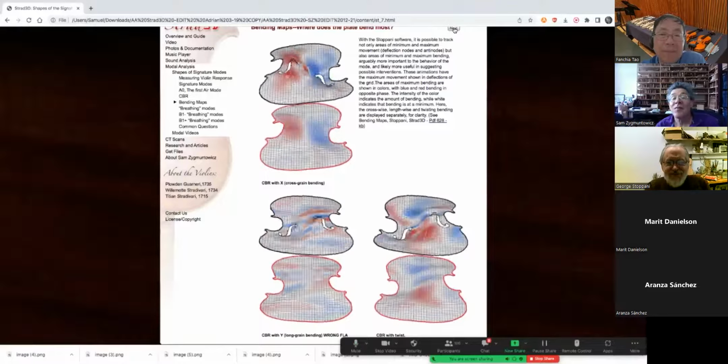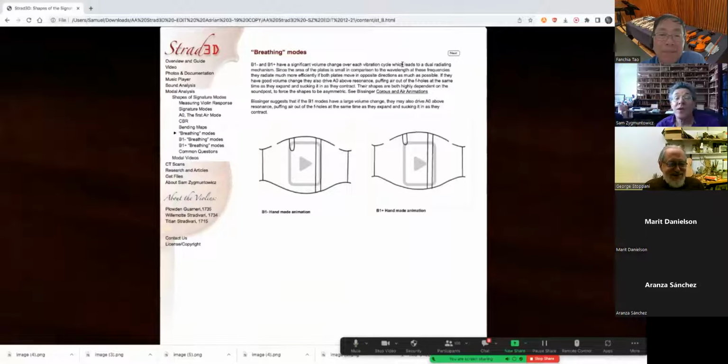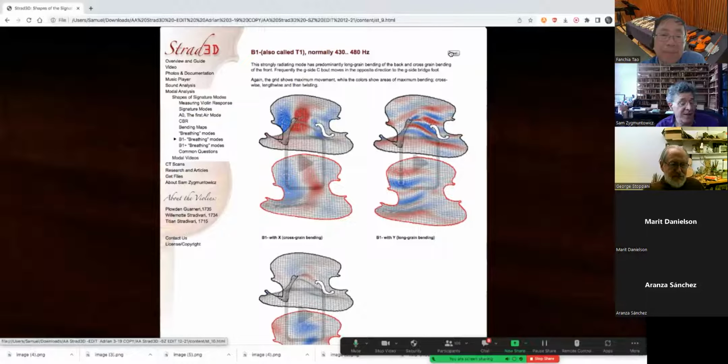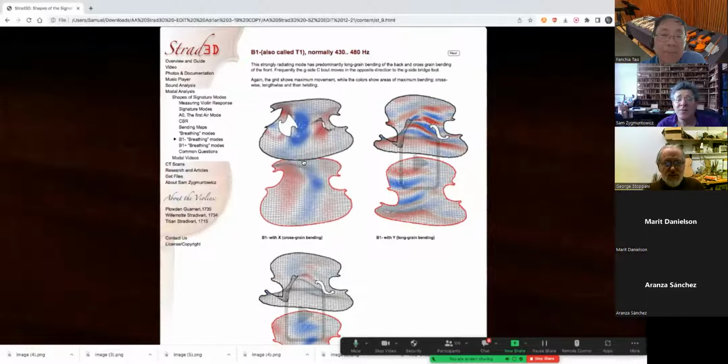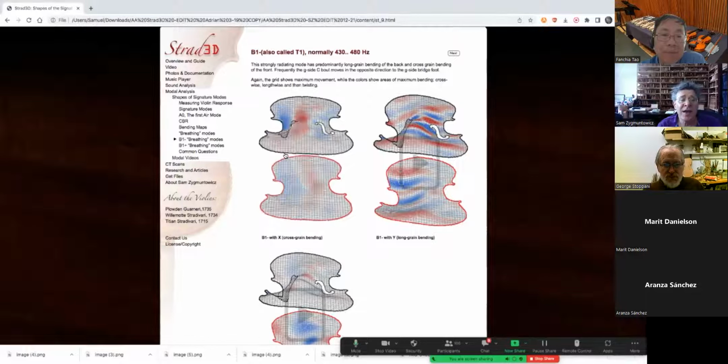So these are breathing modes. I'm not going to go through every picture here. This is all online, and it's all been recoded, so it's working again. B1 minus. These are all worth looking at in detail.